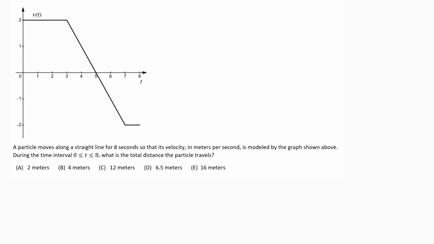This example starts us off with a graph, and the first thing that I always want to do when I'm looking at a graph on the AP Calc test is determine what this is the graph of. So we see a particle moves along a straight line for 8 seconds, so its velocity is modeled by the graph above. So what we're looking at up above here is a velocity graph. So they even have it marked on this one, v of t.